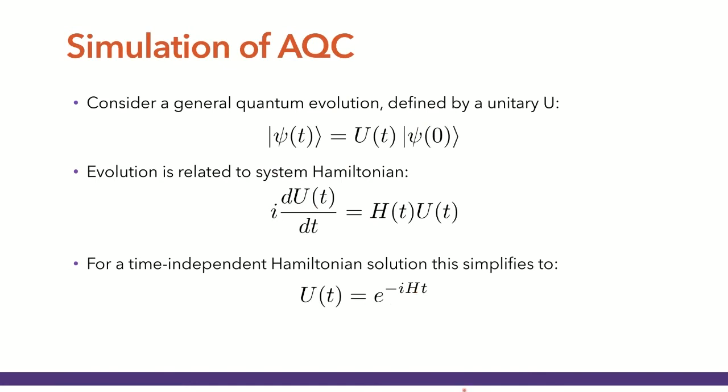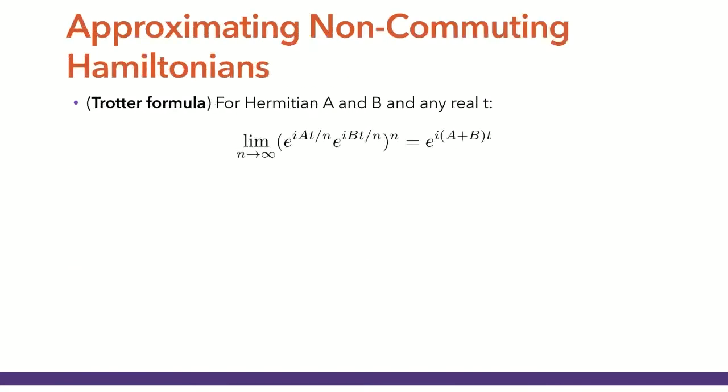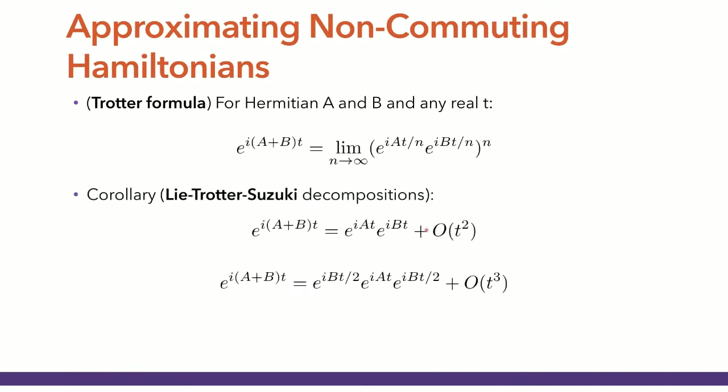Now, let's get to this time-independent Hamiltonian. First, if we have two non-commuting Hamiltonians, A and B, then by the Lie-Trotter formula, if you have the product of e to the iAt over n, e to the iBt over n, to the power of n, and you send n to infinity, then this is equal to the time evolution of the sum of these two Hamiltonians. And as a corollary, you can truncate it to just the first two terms.